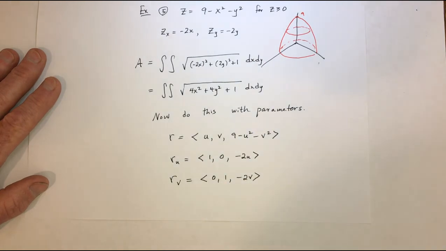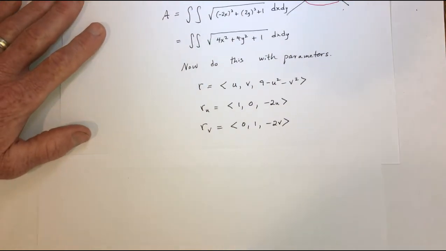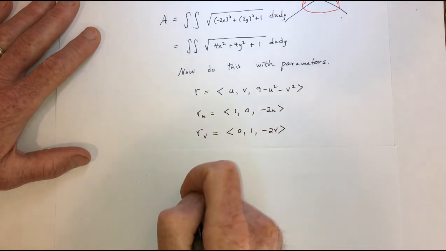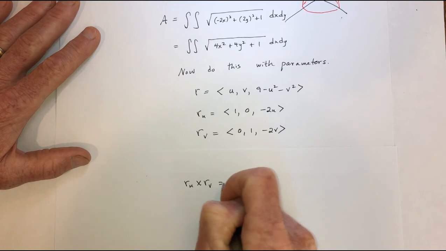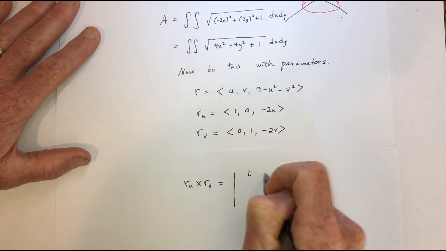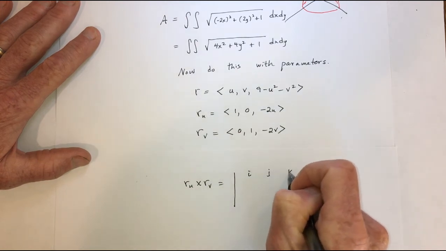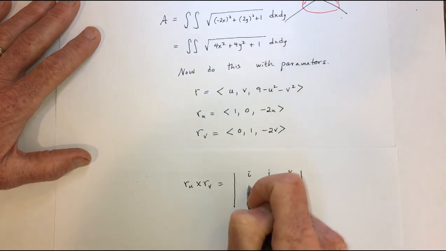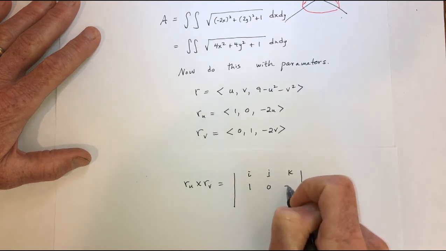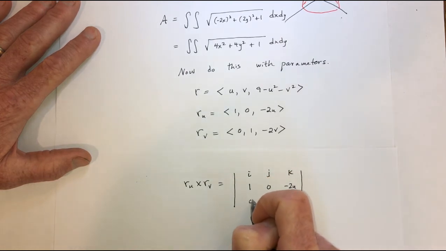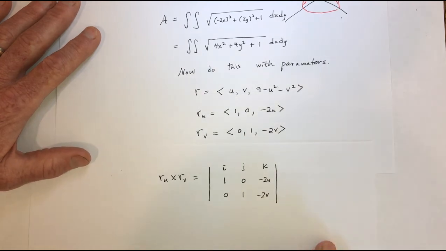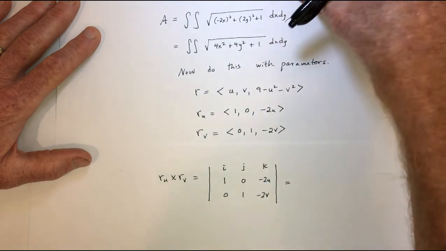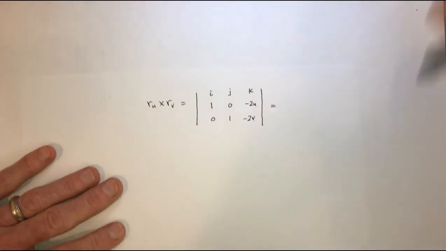And then just for fun, let's find the cross product. So r_u cross product with r_v. Here's the old i, j, and k. And then we'd have 1, 0, negative 2u. 0, 1, negative 2v. And then, what does that equal?